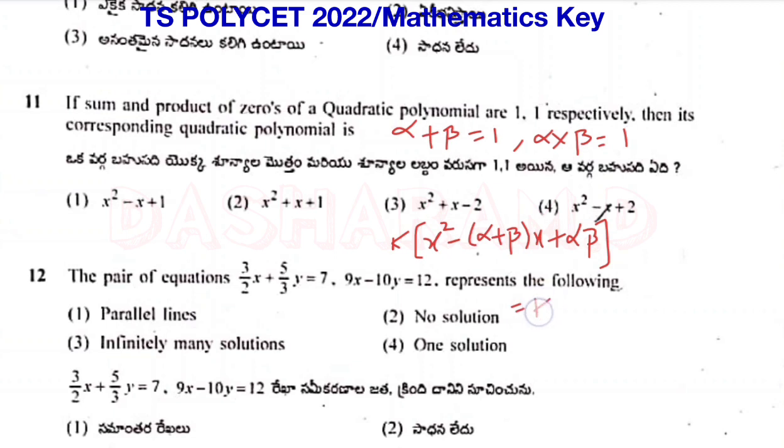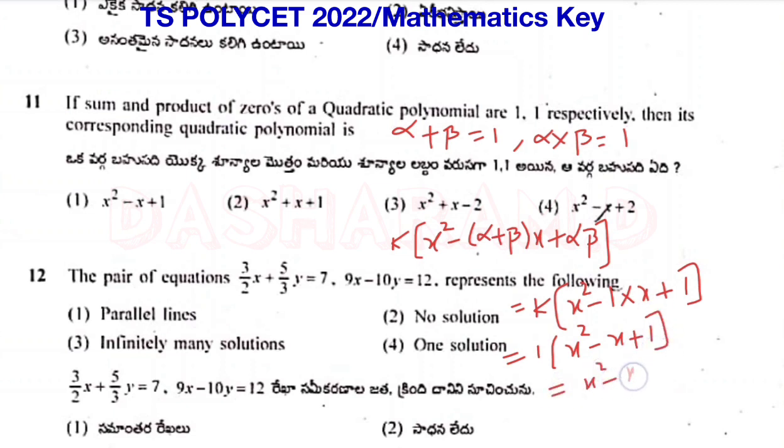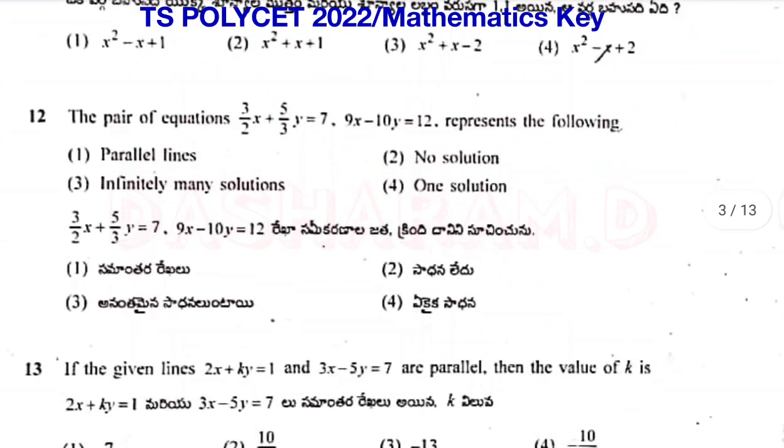In this, substitute the given values: x square minus 1 into x plus 1, and in the place of k you can substitute any number. So x square minus x plus 1. So option 1 is correct. Next, question number 12.